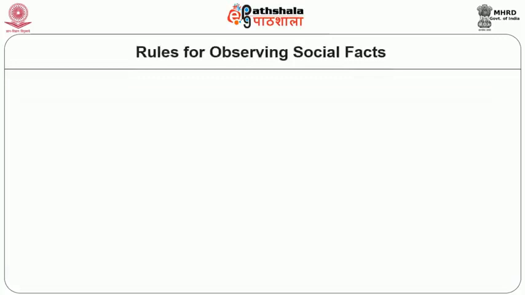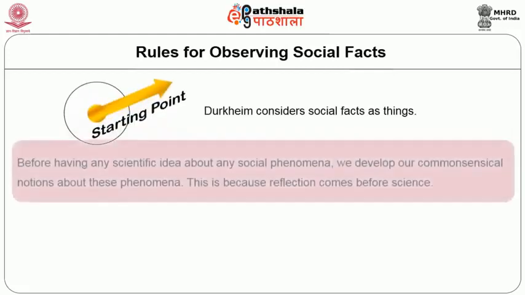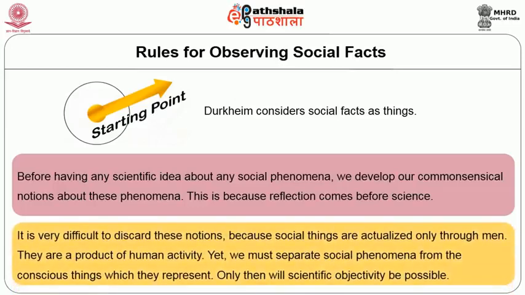Rules for observing social facts. The starting point for Durkheim is that he considers social facts as things. Before having any scientific idea about any social phenomena, we develop our commonsensical notions about these phenomena. This is because reflection comes before science. It is very difficult to discard these notions, because social things are actualized only through humans. They are a product of human activity, yet we must separate social phenomena from the conscious things which they represent. Only then will scientific objectivity be possible.